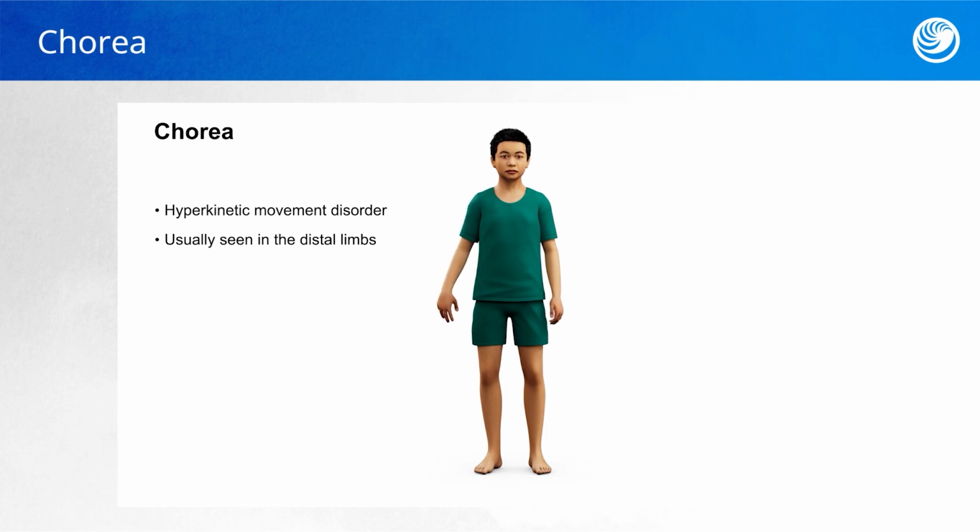Chorea can be caused by hereditary conditions such as Huntington disease, or acquired conditions such as stroke or Sydenham chorea.